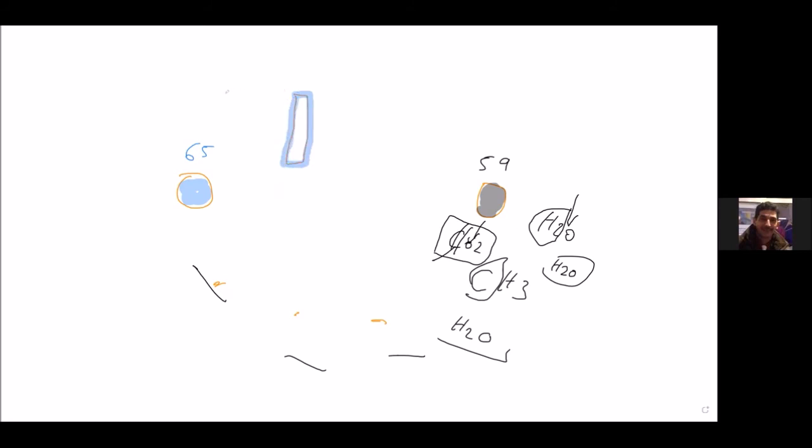which is galvanized with zinc. Okay? And you have nano-coated copper.